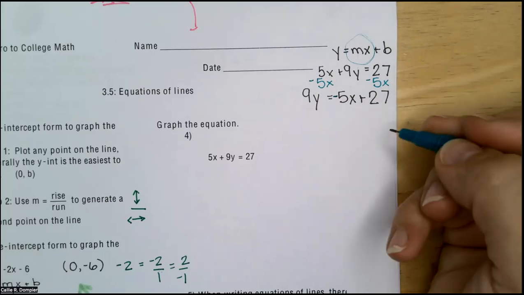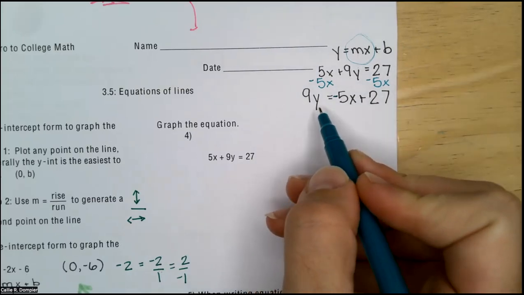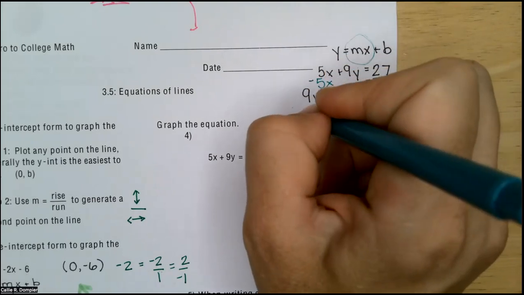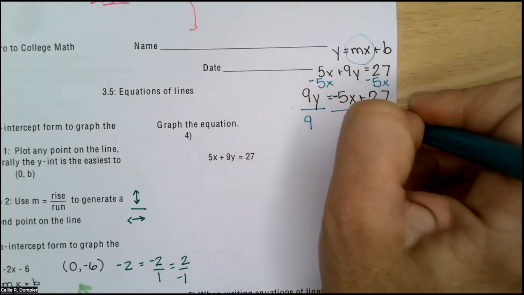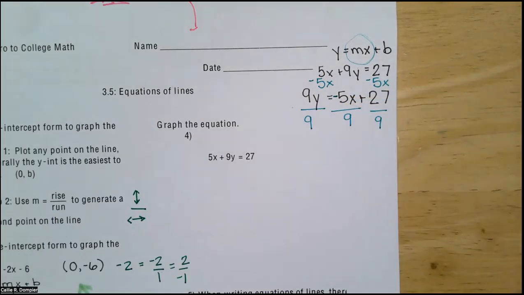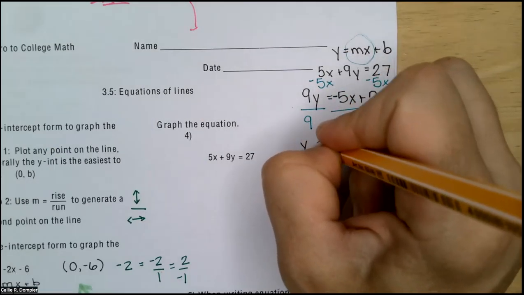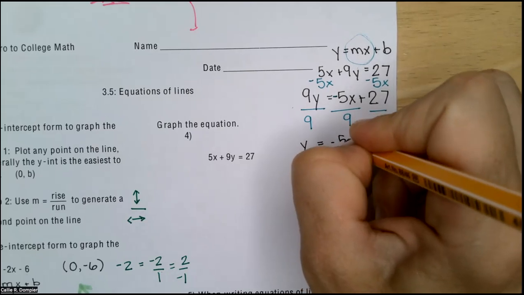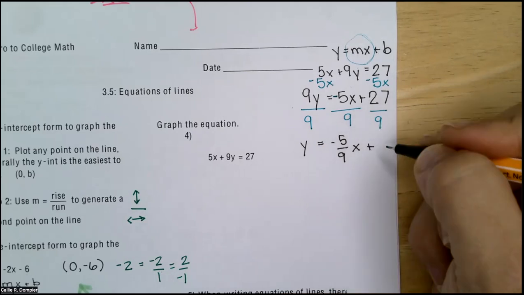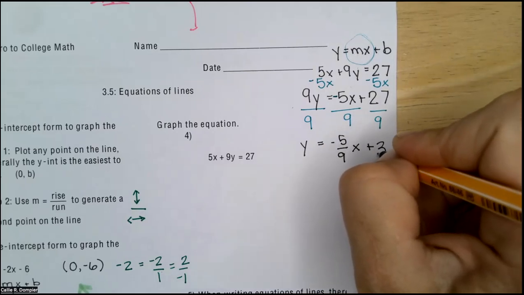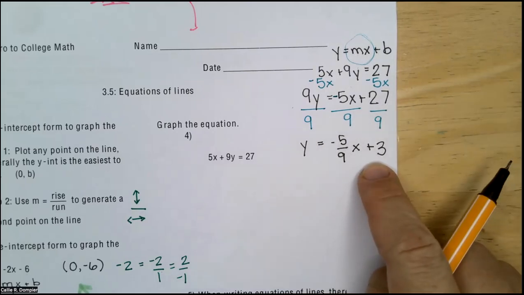However, I still need to divide by 9. I can't just leave it as 9y. It just needs to be y alone. So I'm going to divide by 9, divide by 9, divide by 9. Here, 9 divided by 9 just gives me y equals -5/9. I'm just going to leave it as a fraction, x plus, and then what's 27 divided by 9? It's actually 3, thank goodness. So this isn't a fraction.